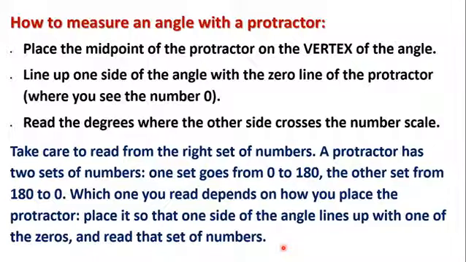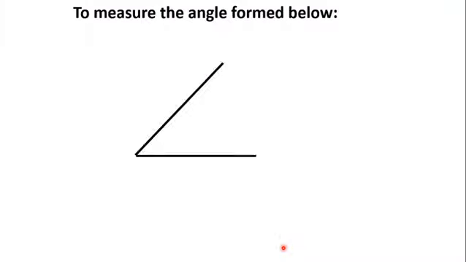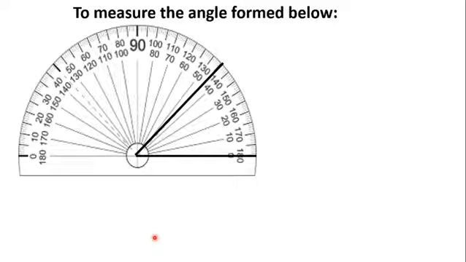Okay, now to measure this angle on your screen, we have two lines. We have a horizontal line and we have a slanting line that has made contact with that horizontal line right there, and we want to measure the angle that is formed. When two lines meet, an angle is formed, so we want to measure the angle formed right here. What I have to do is to place my protractor in this manner. So you see that the midpoint of the protractor is right on the vertex of the angle formed.